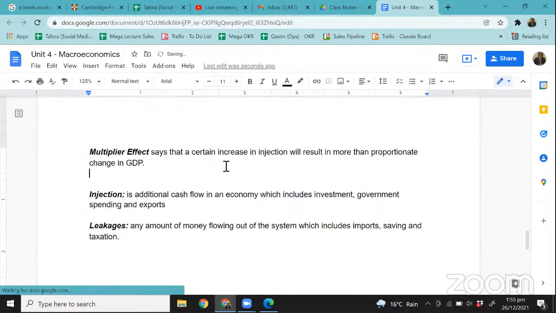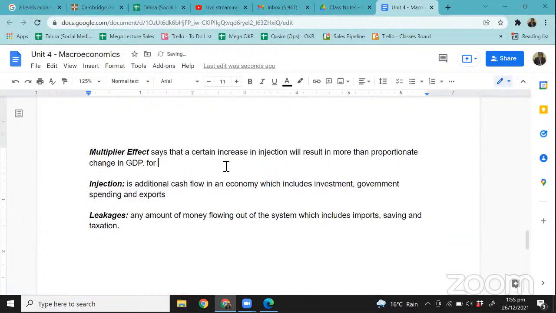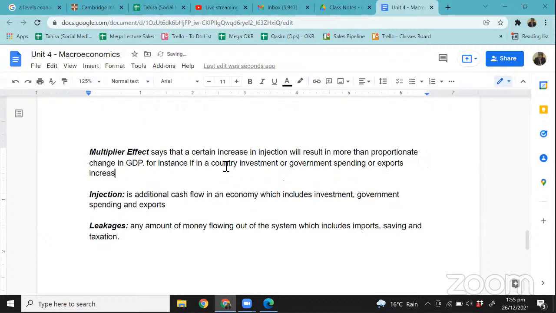So for instance, if investment or exports increase by $5 million, there will be more than $5 million overall increase in GDP. Does it make sense?